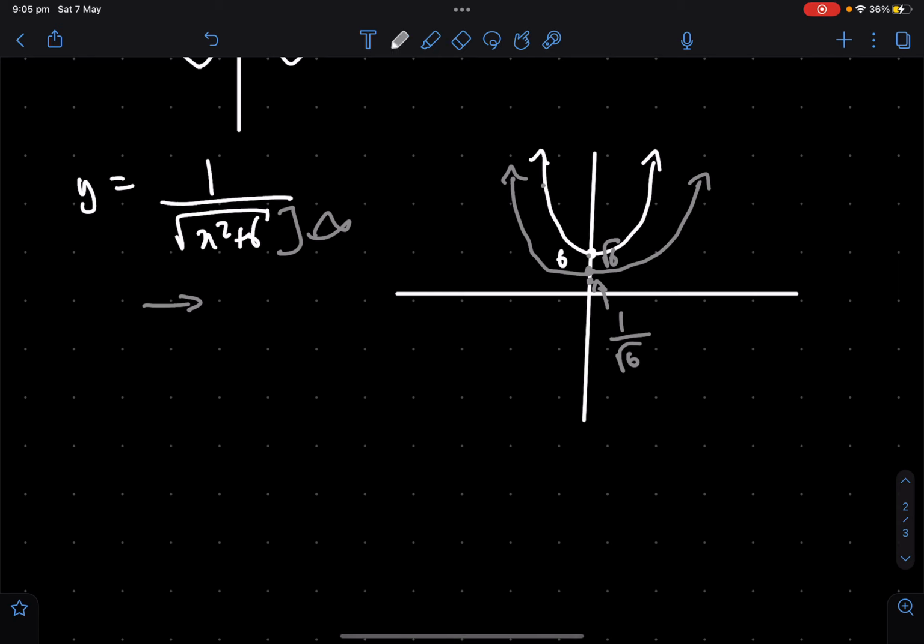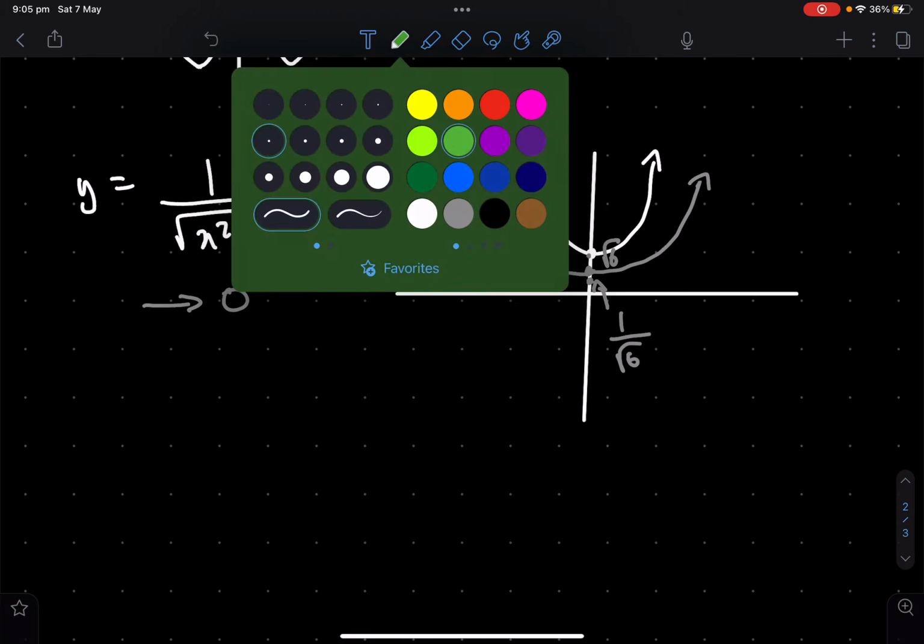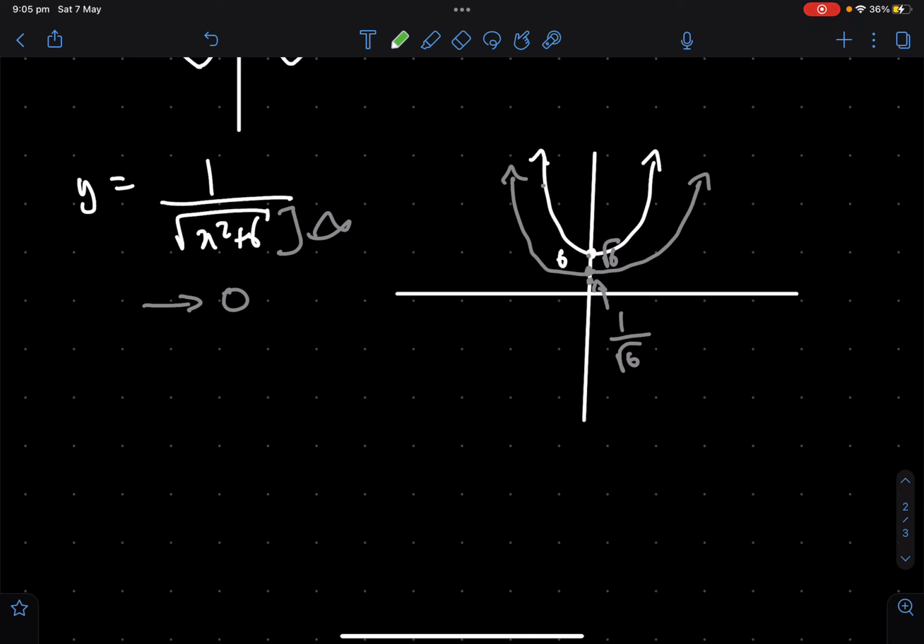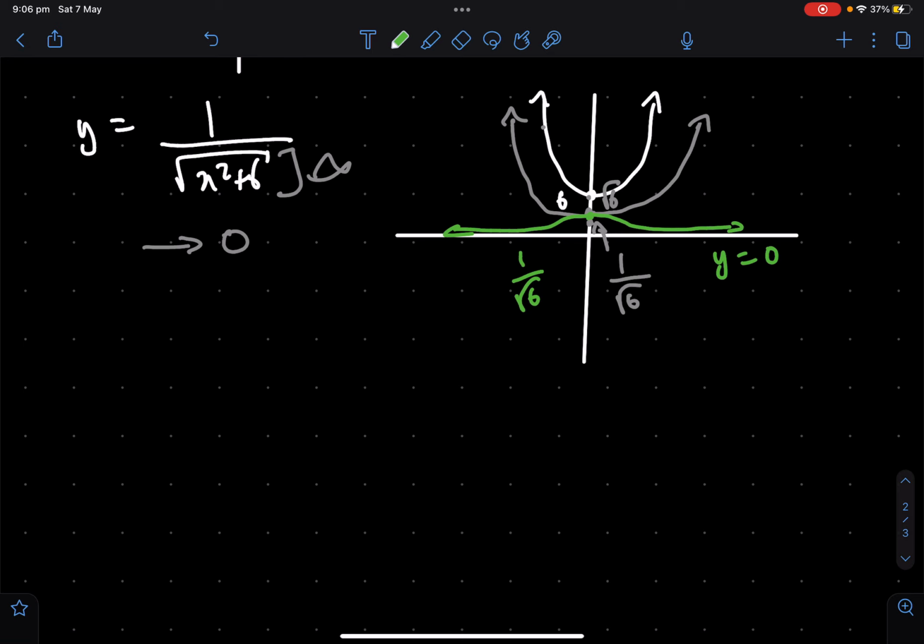Up to 0, not infinity. So our new graph, if I draw this in green, for example, will slowly come down and have a horizontal asymptote at y is equal to 0, and has a y-intercept of 1 on square root of 6. And that will be our function.